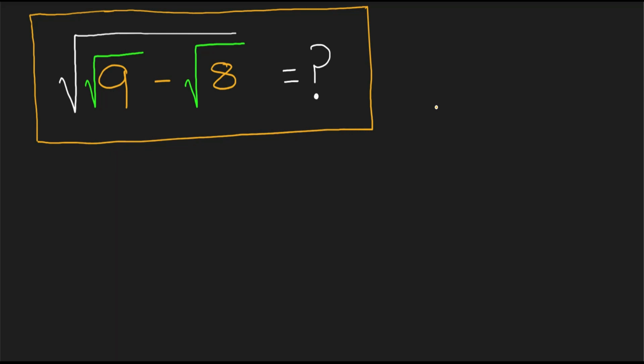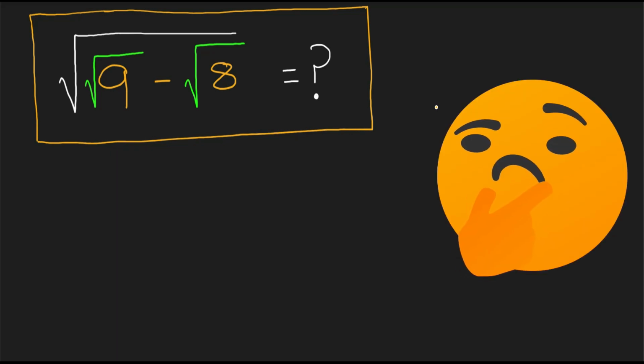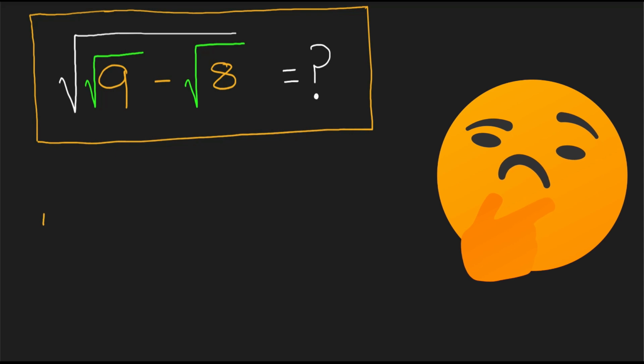Today we are going to solve this interesting math Olympiad question. The question is, find the square root of 9 minus square root of 8, and we need to find the real solution. Now let us solve like this.